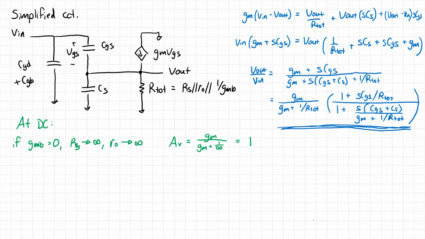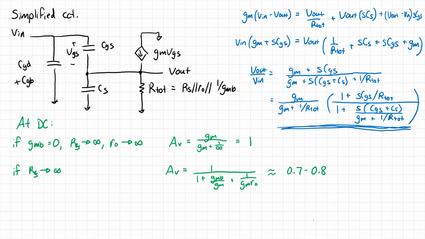So let's make slightly fewer assumptions. What happens if only RS is infinite, and GMB is not 0 and R naught is not infinite? Then we can say that the DC gain is equal to 1 over 1 plus GMB over GM plus 1 over GM RO. And if you put in values for normal processes today, you're going to get something on the order of 0.7 to 0.8. Okay, so technically this is an attenuator, but it's pretty close to a gain of 1, so you can reasonably consider this as a buffer.